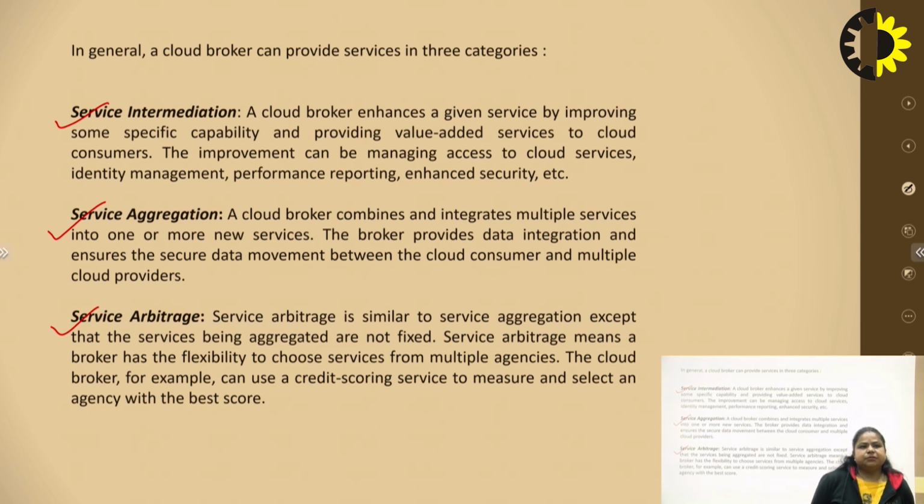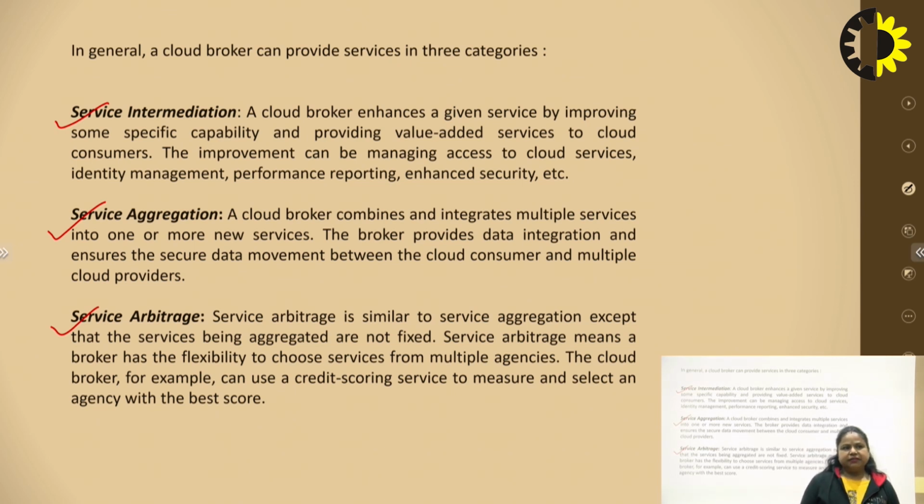Basically, intermediation means we can make improvements for managing access to the cloud services, their identity management, their performance reporting, their security, and so on, in which the broker enhances the given services by improving some specific capabilities or providing value-added services to their cloud consumers. For example, they are providing extra services, like, if you take a package for this amount, we'll provide you this thing, and so on.